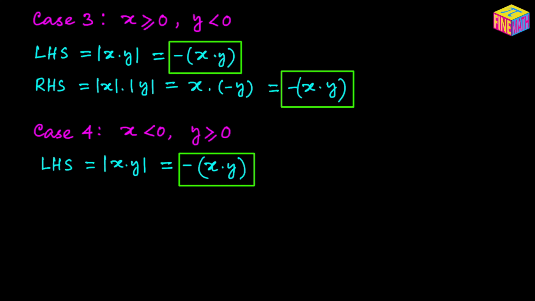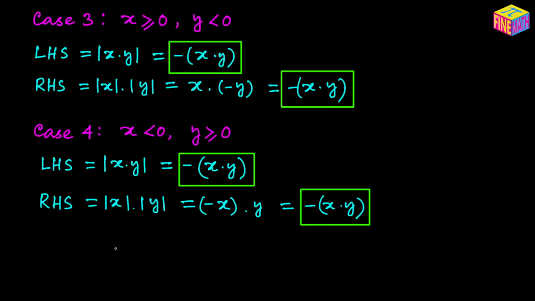Alright, let's now take a look at the right hand side. Well, the right hand side has modulus of x times modulus of y, and because x is a negative number here, x will come out with a negative sign, and y is a non-negative number here, so y will come out with a positive sign, and if we multiply them, it becomes negative x times y. And here again, if you look at the left hand side and the right hand side, they are equal. So in all four possible situations, we have been able to prove that the left hand side and the right hand side are equal.